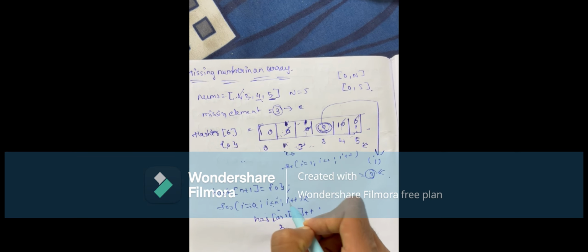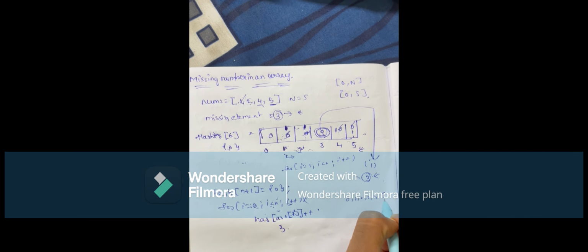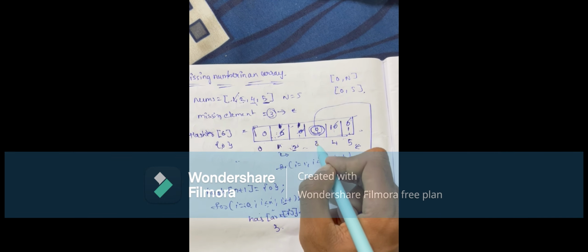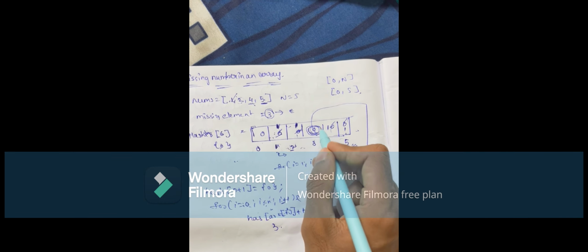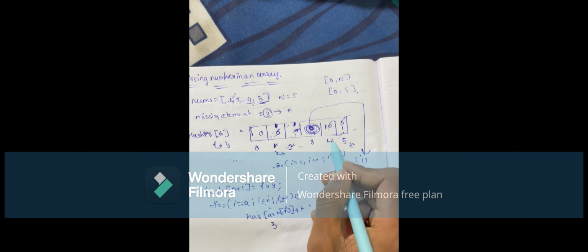Next 4, next I is 3, right? Because I is going from 0, 1, 2, 3, 4, 5. So the I value is 3. Next array of 3. At 3 position we don't have any value in the array, so it's gonna stay 0 only. Now 4, array of I is equal to, at fourth position we got 4, so it's gonna increment. So like this it's gonna work.